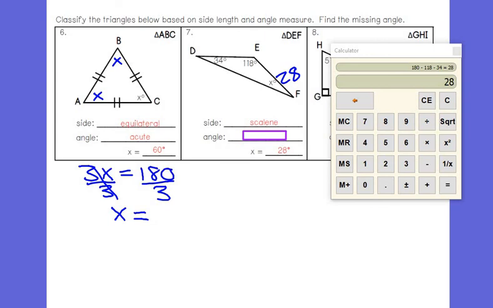Well, based on its angle, it can only be an acute, an obtuse, or a right. What told you obtuse? 118. It has 118. And what about 118 told you obtuse? It's over 90. So that angle E is an obtuse angle, so that made the whole triangle an obtuse triangle. Yes, sir. I look at all three of them, and it's based on its largest angle.